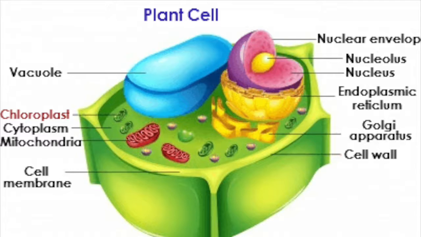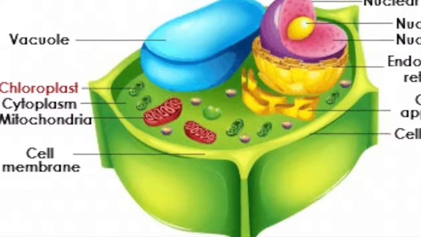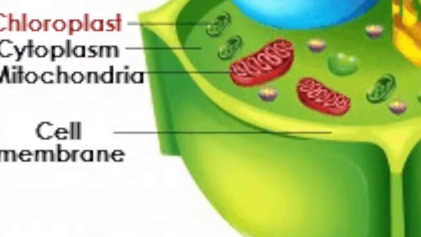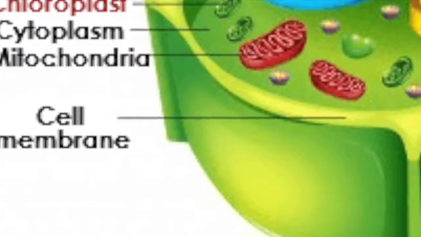Today I'll be talking about the plant cell membrane. The eukaryotic cell membrane is a thin layer of protein and fat that surrounds the cell. It is located inside the cell wall. It also holds all the pieces of the cell.